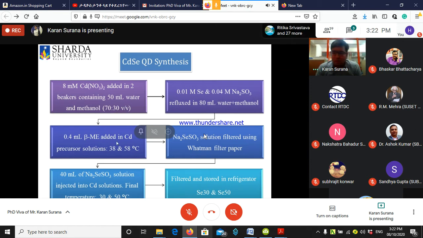Unlike the previous two approaches where the capping agent was added towards the end, here we added the capping agent with the cadmium precursor. Also, the sodium selenosulfate solution was filtered. After about 1.5 hours of refluxing, the solution was filtered so that any trace amount of selenium, if present, could be removed. The solubility found was approximately 95%. So 40 ml of the sodium selenosulfate was injected in both the beakers, and the final reaction temperature was 30 and 50 degrees. Again, the QDs were filtered, washed, and stored in the refrigerator, and they were named SE30 and SE50.